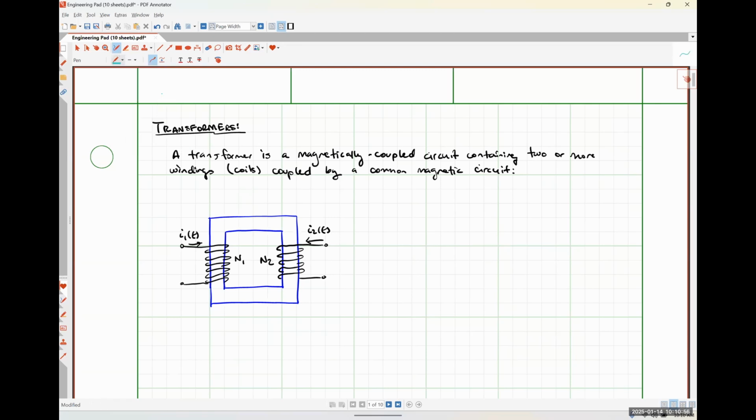Based on the direction of my windings, my flux phi1 of t should be flowing in this direction, and my flux phi2 of t, so that's the flux generated by coil 2, should be flowing around in that direction so that our mutual inductances are positive quantities and they're adding together. So this is a core type transformer.